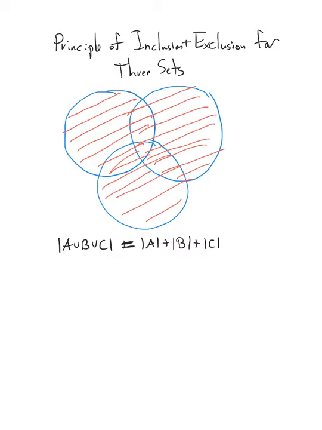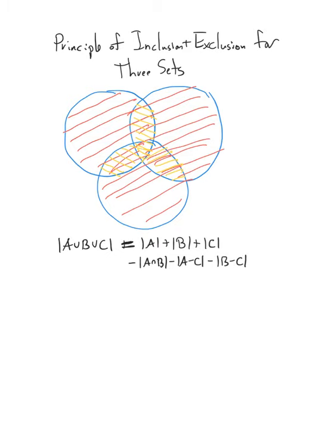But then you're like, oh, wait, we overcounted here. These sections we're going to highlight in yellow, we counted them twice. We counted that intersection twice. We counted this intersection twice. And we counted that intersection twice. So let's subtract off one copy of each. So we'll subtract A intersect B, minus A intersect C, minus B intersect C.